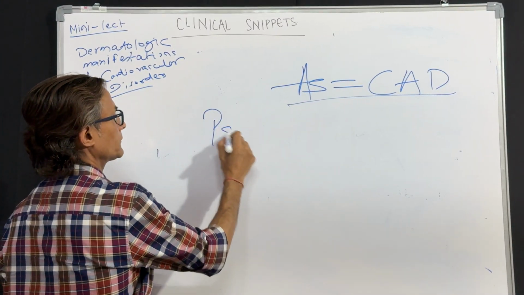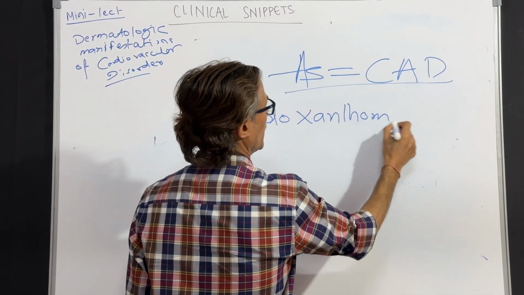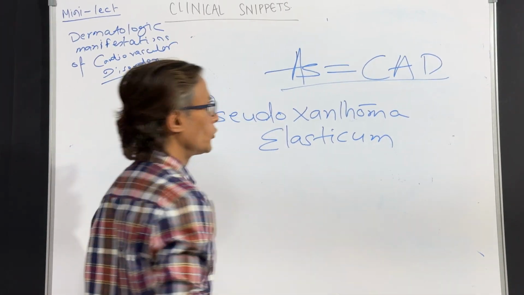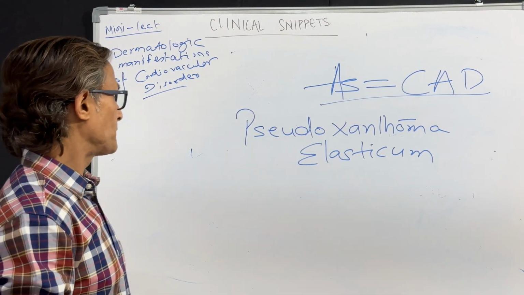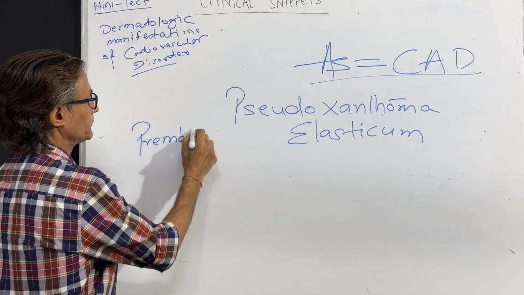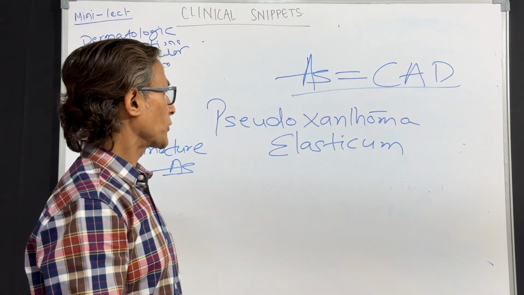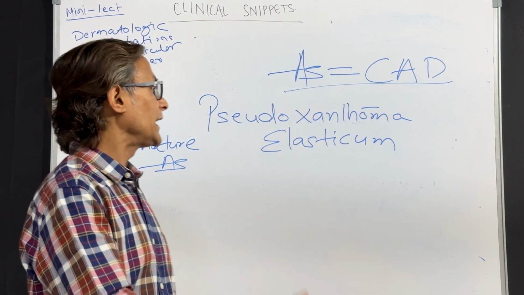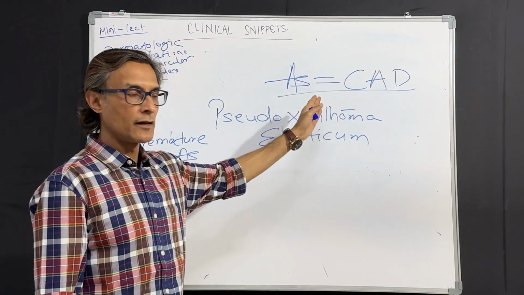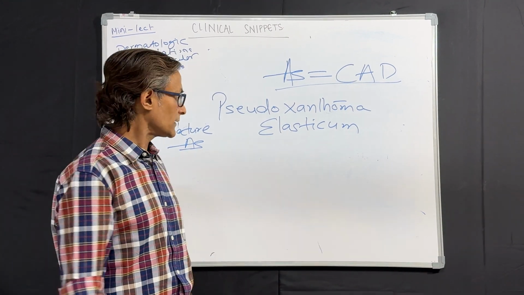It is known as pseudoxanthoma elasticum. So this is a specific disorder which causes premature atherosclerosis. Premature atherosclerosis. Atherosclerotic process accelerates from the age of 20, 30, and these persons develop premature atherosclerosis and coronary artery disease. Okay, so this pseudoxanthoma elasticum, what is the clinical manifestation, dermatological manifestation?